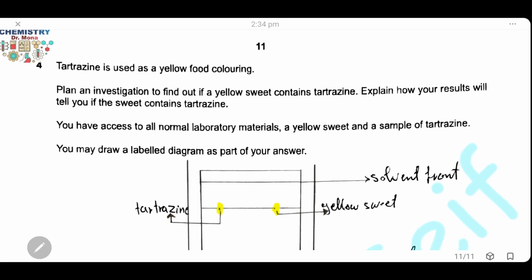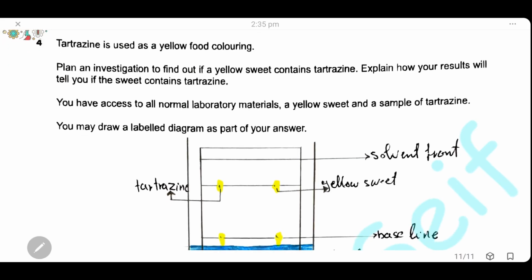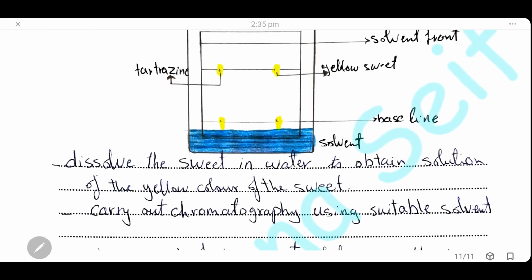Question 4. Tartrazine is used as yellow food coloring. Plan an investigation to find out if a yellow sweet contains tartrazine or not. Explain how your results will tell you if the sweet contains tartrazine. You have access to all normal laboratory materials, a yellow sweet, and a sample of tartrazine. You may draw a labeled diagram as part of your answer.